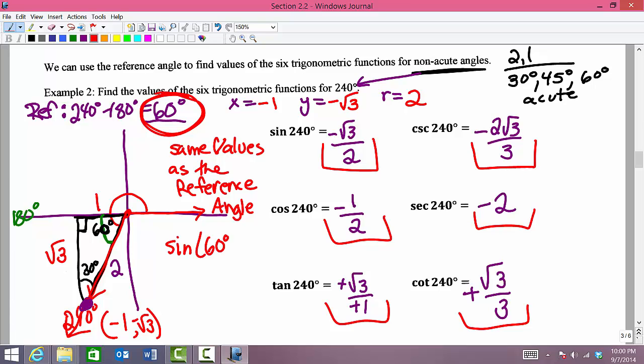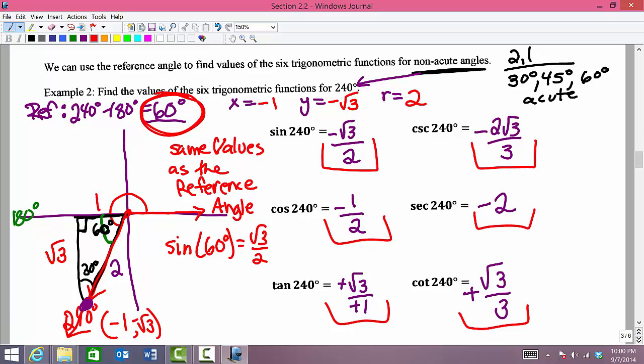So sine of 60 degrees was positive square root of 3 over 2. But we see the numbers themselves are the same for each of our trig functions. So cosecant of 60 is 2 square root of 3 divided by 3. Cosine of 60 is a positive 1/2. Secant of 60, positive 2. Tangent of 60, square root of 3. Cotangent of 60, square root of 3 divided by 3. So all of our trig function values have the same number as our reference angle, 60 degrees.